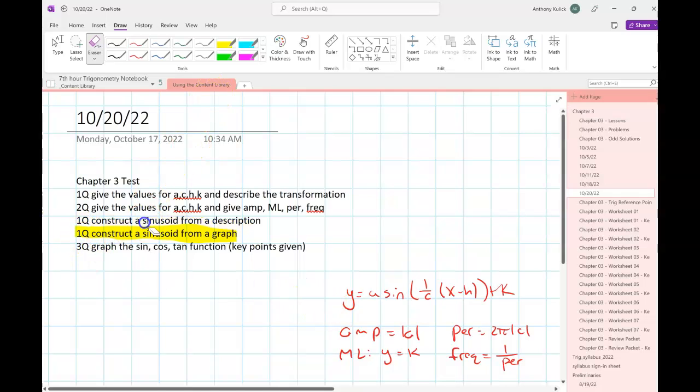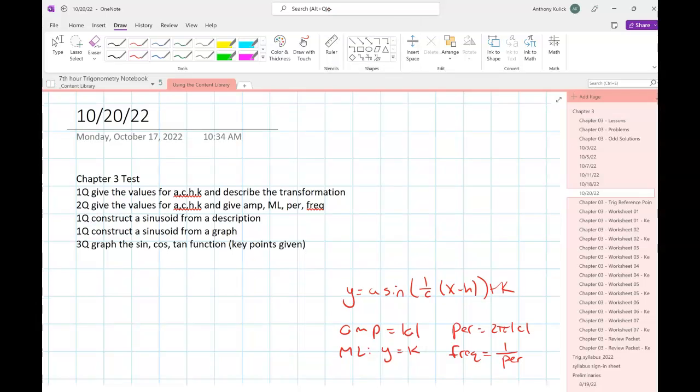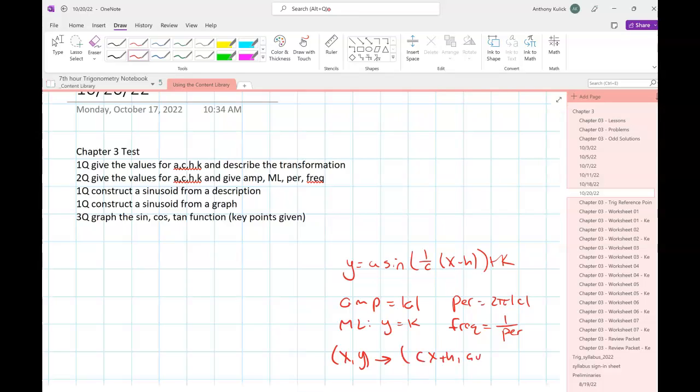And then we have 3 questions where I ask you to graph the sine, cosine, and tangent function. The key points you need will be given to you, so you don't need to write those down. But what do you want for that? I would want to definitely make sure I have that transformation map so that I can do that as well. Is everybody okay with that?